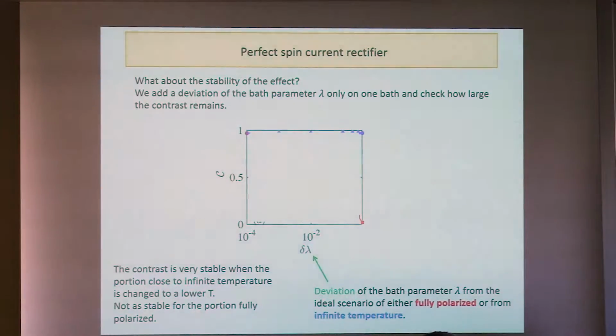Okay. So for stability, we can try to change the bath parameters and see what the contrast would be in this scenario.